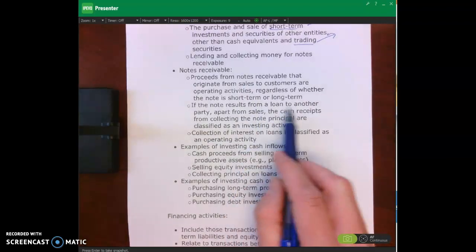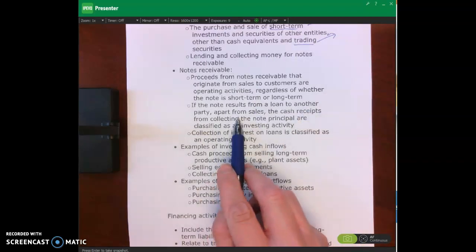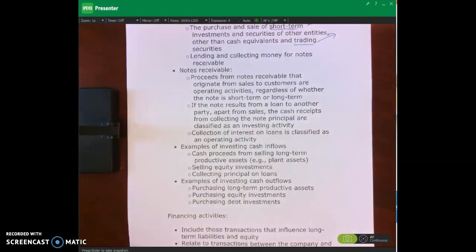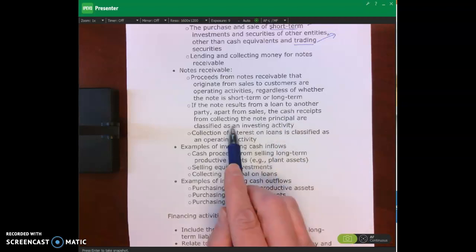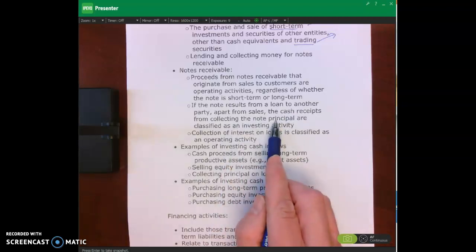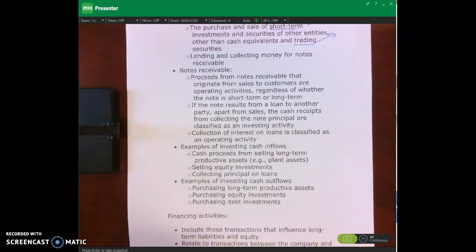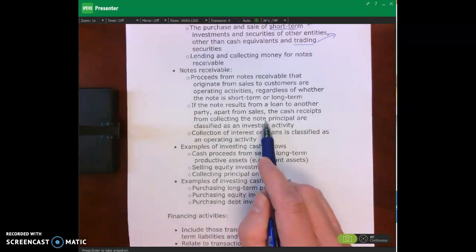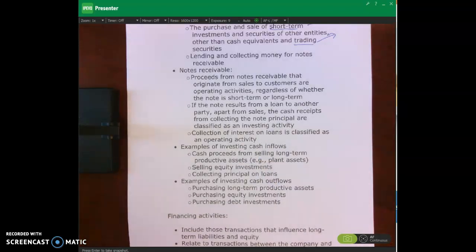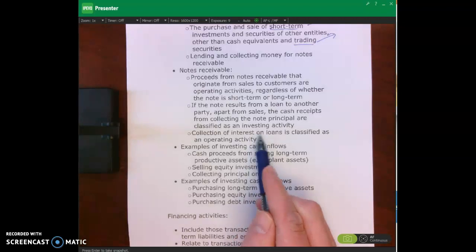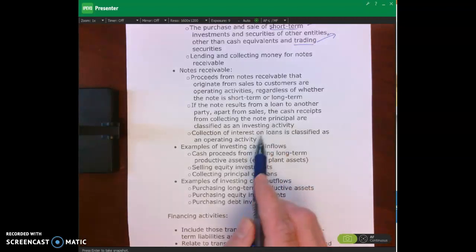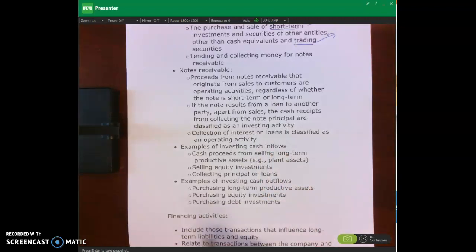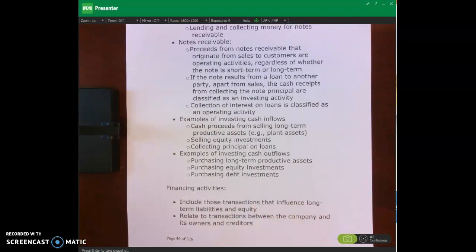But if it's from a loan, not sales, but you loan money to another organization, the cash receipts from collecting on the note, that is investing. That's on the note principal, investing, okay? The interest revenue on that note would be operating. All right. Some examples of investing cash inflows, cash proceeds from selling long-term productive assets.